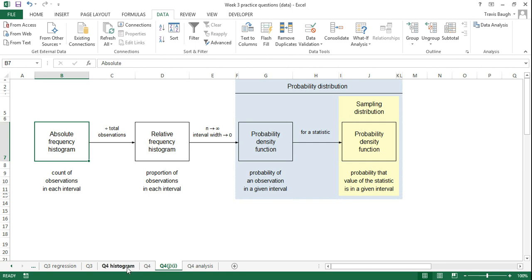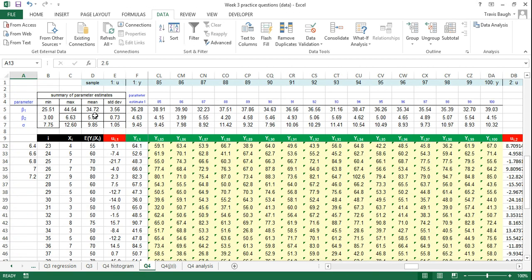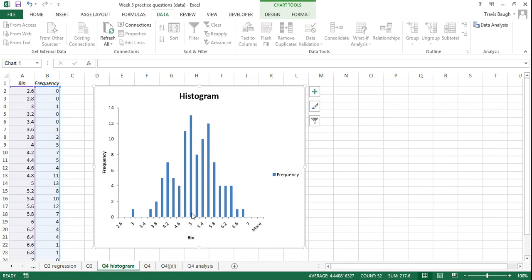The final part says, how do the statistics you calculated for B2 in G relate to your histogram? Here's the histogram. The statistics we calculated were the minimum. You should see that your minimum value is pretty close to this 3. The maximum should be pretty close to 6.8. The mean value that I came up with for B2 was 5.03 and the standard deviation 0.73. So let's see how they relate to our histogram.